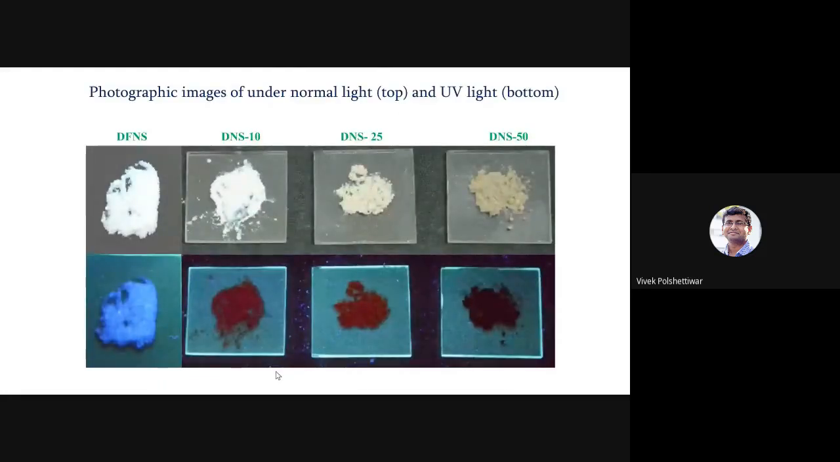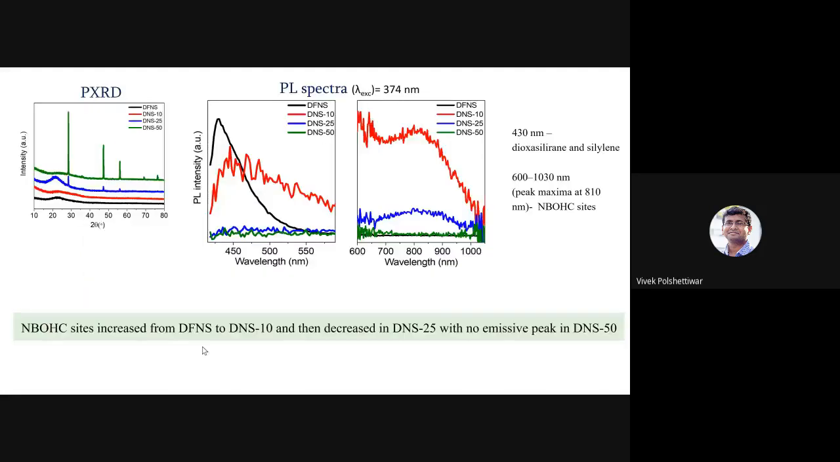You can see when we expose these materials to UV light, they start emitting different colors, indicating that they have defects of different types, which emit light at different wavelengths. We did PL, photoluminescence spectra, to show that there are these defects for dioxosilane and silane, whose concentration reduces when I treat with magnesium, 10%, 25, and 50%. Another defect is formed at 600 to 1030 nanometer. These are broad because these are amorphous materials, and these are for the O radicals, NBOHC sites.